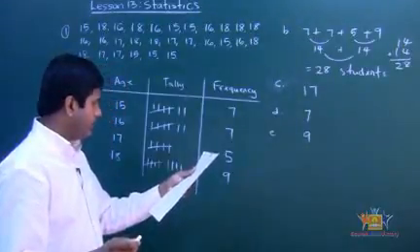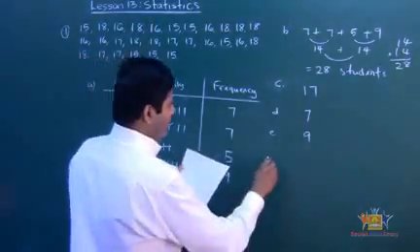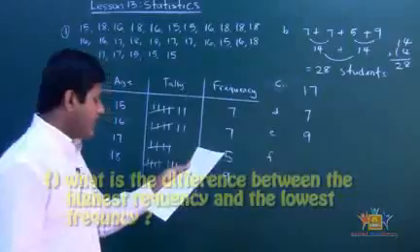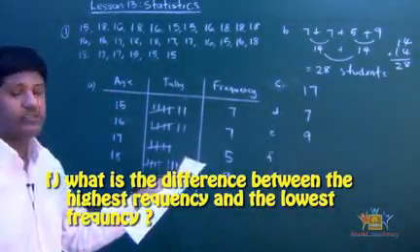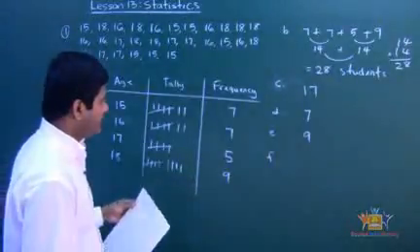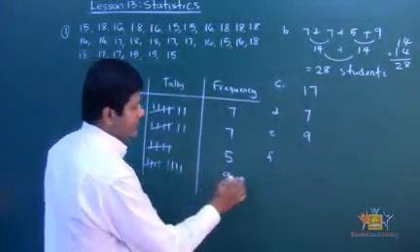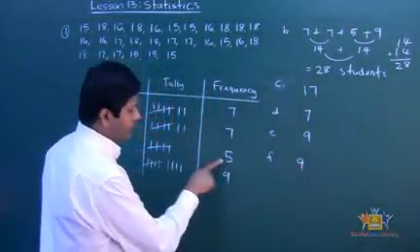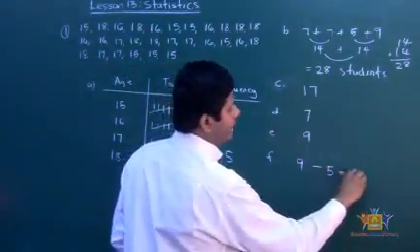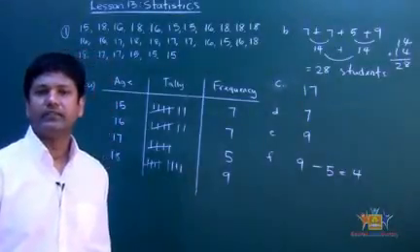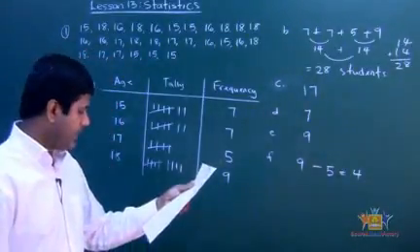Okay, now let's do problem F. Problem F says, what is the difference between the highest frequency and the lowest frequency? So what's the highest frequency? The highest frequency is 9. We're looking at the difference, and the lowest frequency is 5. See that? So 9 minus 5 is 4. That's the difference.